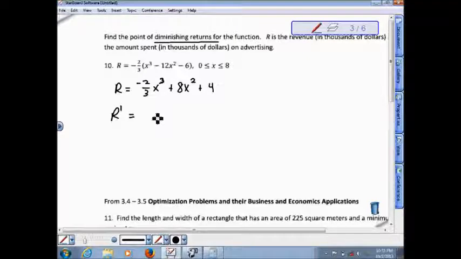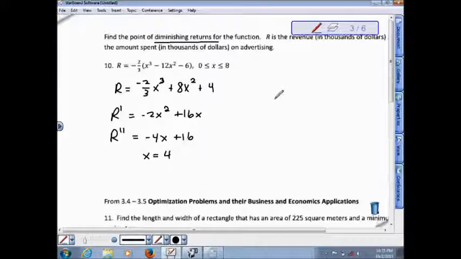So this is what r is equal to. R prime then is negative 2x squared plus 16x. And the second derivative is negative 4x plus 16. Now this is going to equal 0 when x is equal to 4. First let's check that's in the specified domain. X can be anything between 0 and 8, where 8 is in thousands. These are in thousands of dollars, so this represents a value of $4,000.